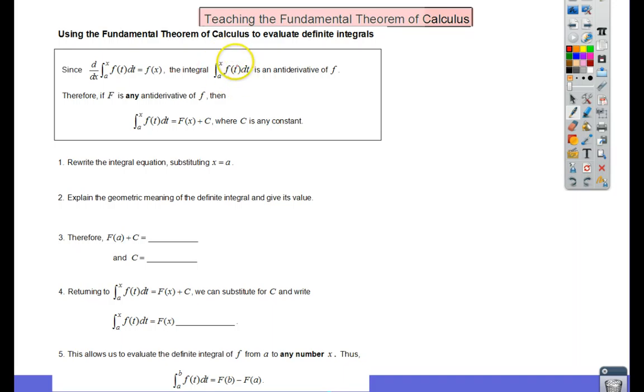The integral part of it is an antiderivative of f. We already know that. Therefore, if capital F is any antiderivative of f, meaning it's kind of generic, then this integral part I can say is any function F of x, the antiderivative, plus c, where c is any constant. Oh, that's getting heavy. It's super heavy.